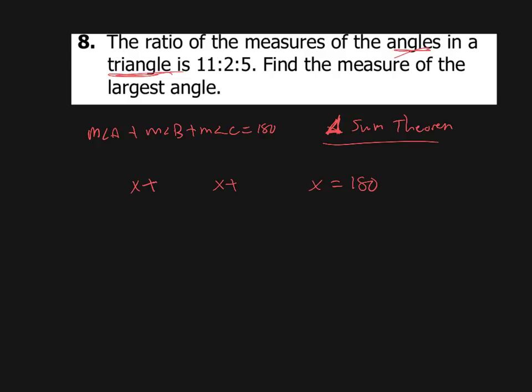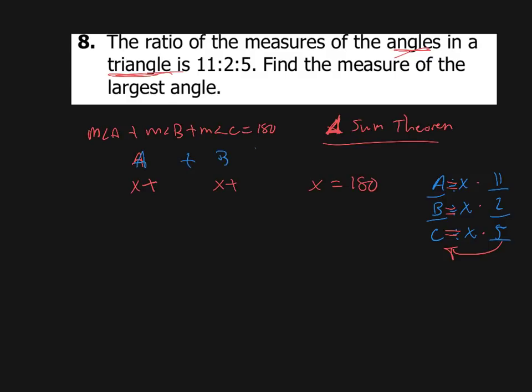But I know that they were in a ratio such that you had angle A over angle B over angle C, and when I divided them all by some value x, we got some numbers, and those numbers were 11, 2, and 5. So how do you go in reverse? 5 times x would be equal to C, 2 times x would be equal to B, and 11 times x would be equal to A.